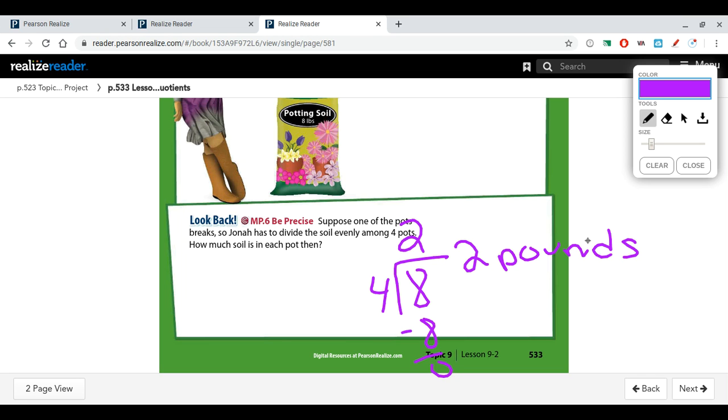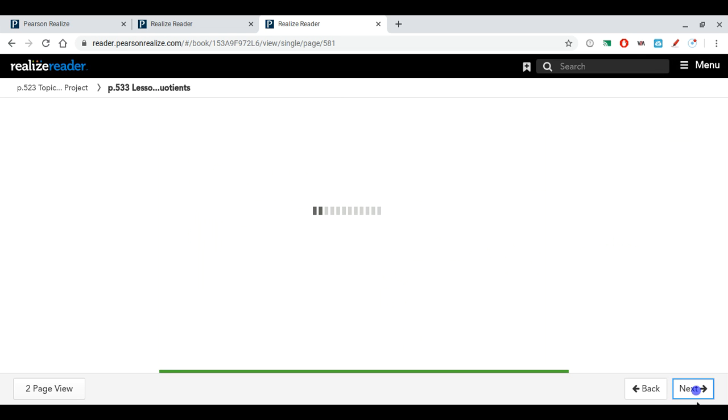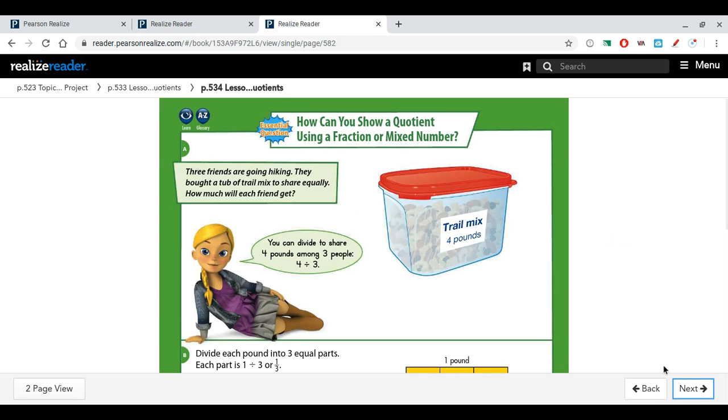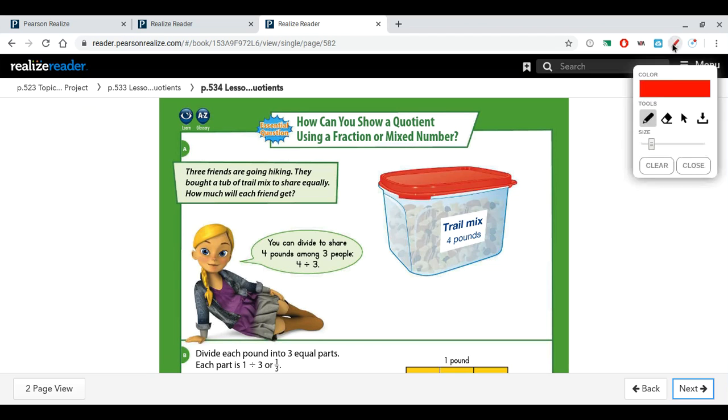So let's go ahead and move into our visual learning for today. It says, how can you show a quotient using a fraction or a mixed number? So again, writing our quotient with fractions and mixed numbers. It says 3 friends are going hiking. They bought a tub of trail mix to share equally. How much will each friend get?